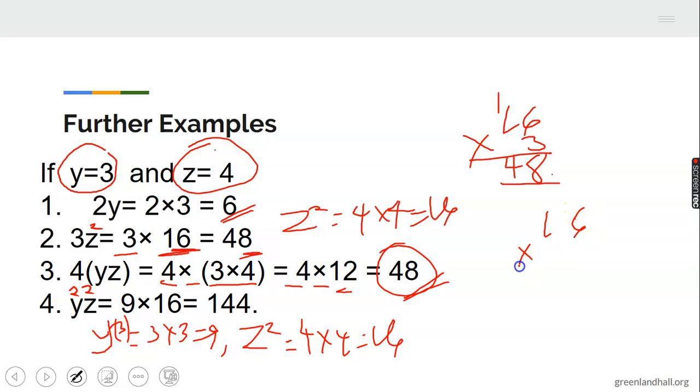16 times 9 is the same thing as 9 times 16. 9 times 6 is 54. You bring your 4 down, you carry your 5. Then we have 9 times 1, that's 9. 9 plus the 5 you have raised up is 14. So you have 144. And that's what gives us this answer here. Can you see that? So when the numbers are together, you multiply them. If you say square, then you multiply it by itself.